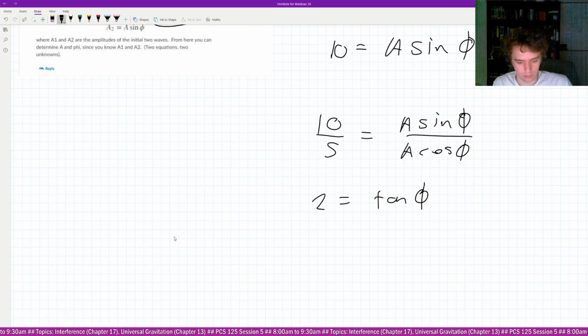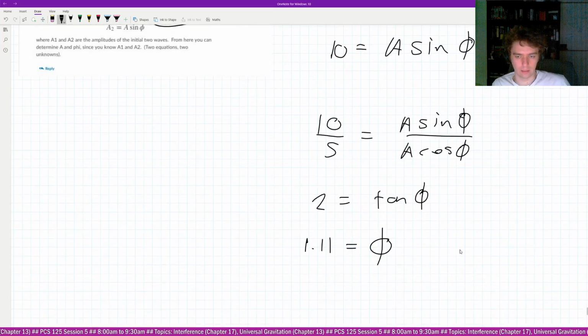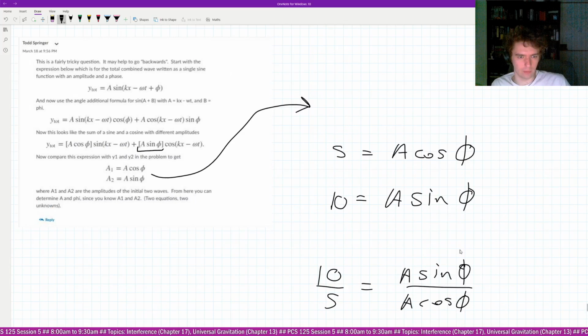Tan inverse of 2, I want it in radians. It's not anything nice, but whatever. In radians, I got 1.11 equals phi. I understand there are multiple phi's we can have there, so maybe I should have dealt with that. I don't really know how we would decide which phi to use. How would we decide?